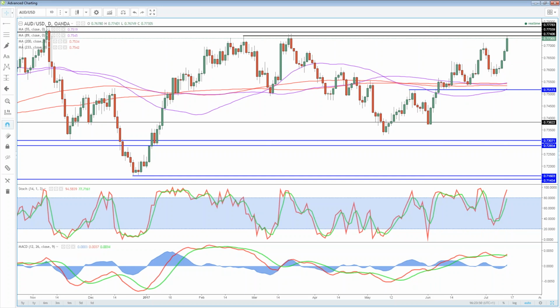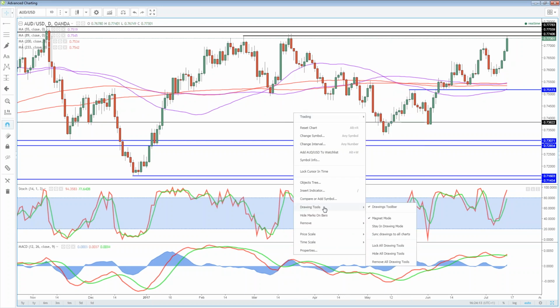Do I ever overlay PSARs on price action? I assume you mean parabolic SAR. I don't. I have in the past. I've tinkered with it. Parabolic SAR, by the way, stands for stop and reverse. They are the 3 dots, which I can actually show you, I believe. Let me have a look.